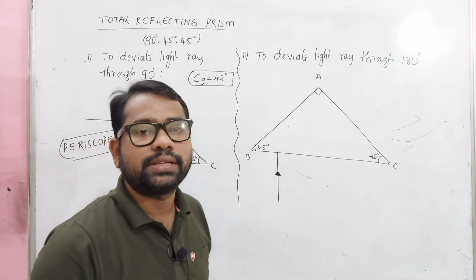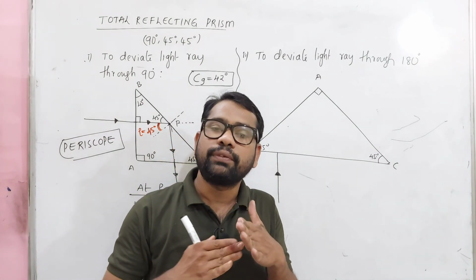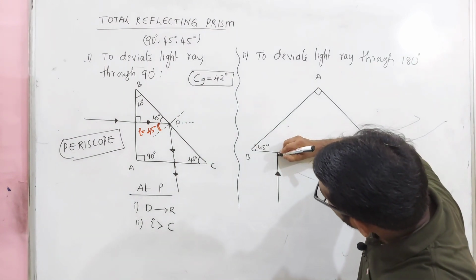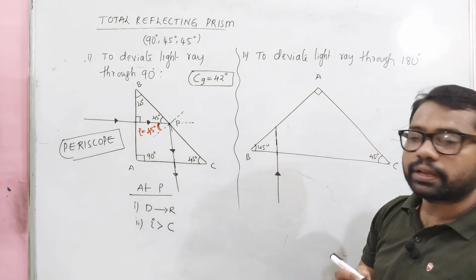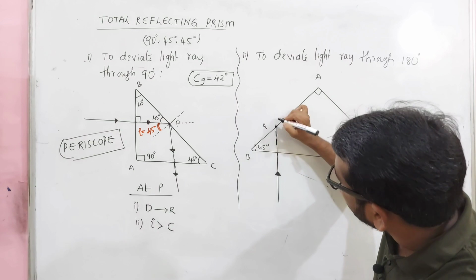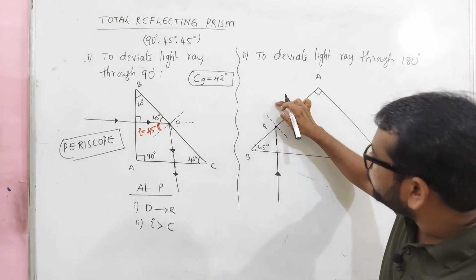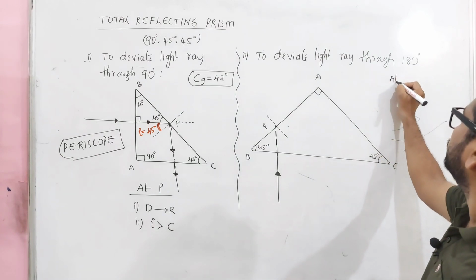Children, as we discussed earlier, whenever a light ray is incident normal to the interface between two mediums, it will go undeviated. So what will happen? This light ray will go undeviated like this. So this is how it will go. But let us say this is point P. Once again, it's a point P where the light ray is trying to go from glass to air. That is what? Denser to rarer.